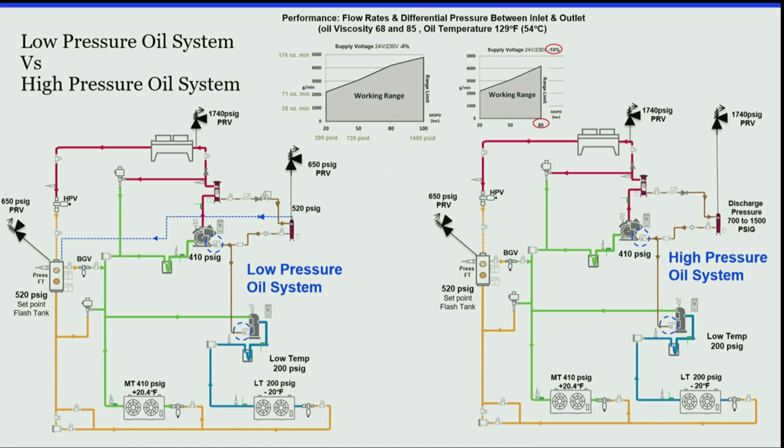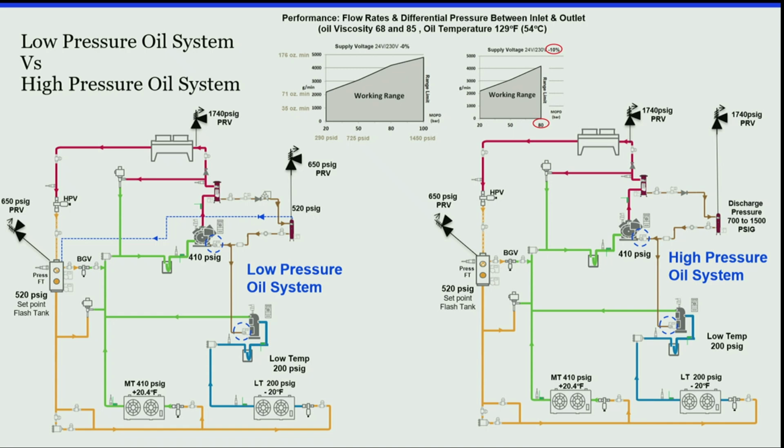But on a high pressure oil system, I don't have this pressure reducing valve. I'm not equalized to the flash tank. You've got discharge pressure in that reservoir. You've got lots of pressure available. So that means this oil control has to be able to handle 130 bar, not just 130 bar, but huge differentials. 1,450 pounds of differential, 100 bar.